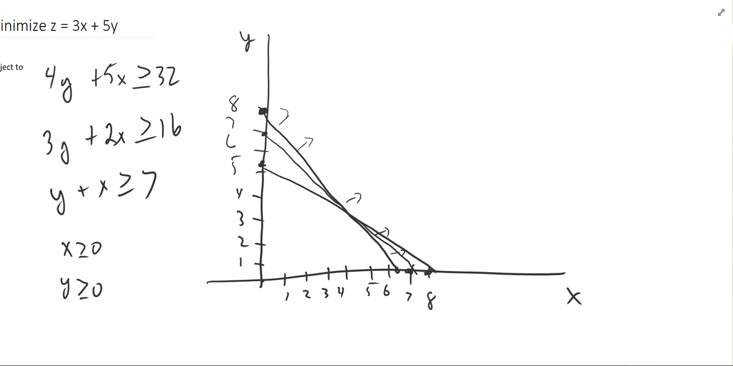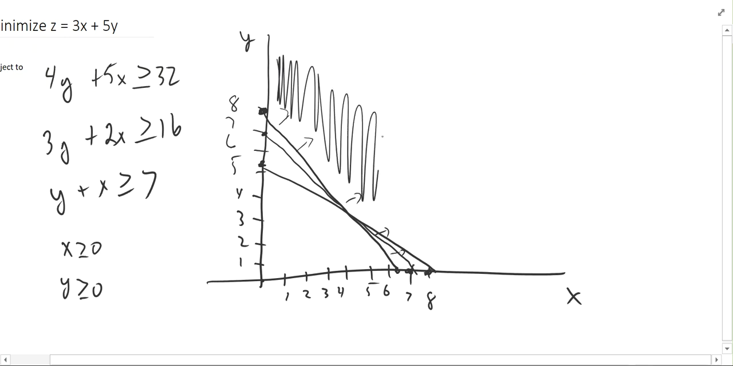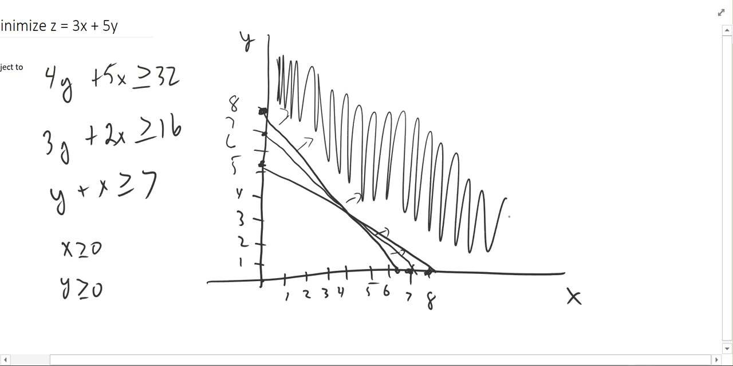If x is 0 and y is 0, I'll have 0 is greater than 16 or 0 is greater than 7. That means I do not want the area with 0, 0 in it. My solution region is going to be everything out here. So it looks like I definitely have a corner point right here at 0, 8. And I've got another corner point down here at 8, 0.